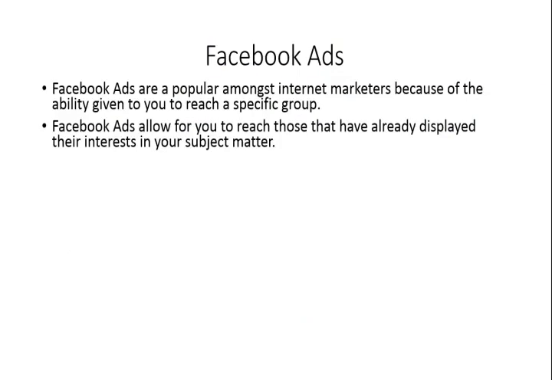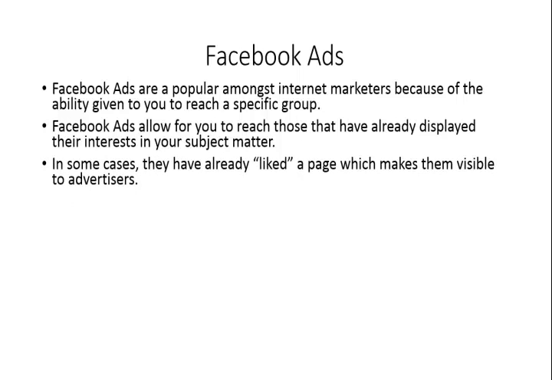Now, Facebook ads allow for you to reach those that have already displayed their interest in your subject matter. In other words, we're going to be able to find people that have already expressed a preference for what kind of content they like to read. In some cases, they may have already liked a particular page, and that is what makes them visible to Facebook. It makes them also visible to you through your advertising.